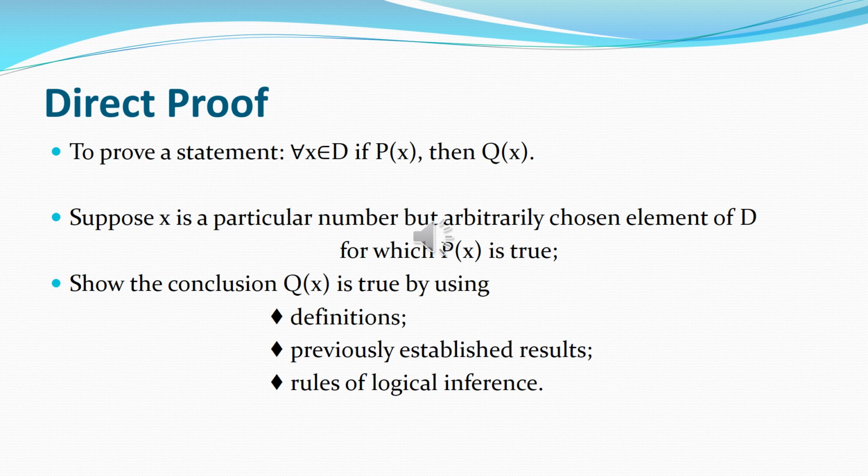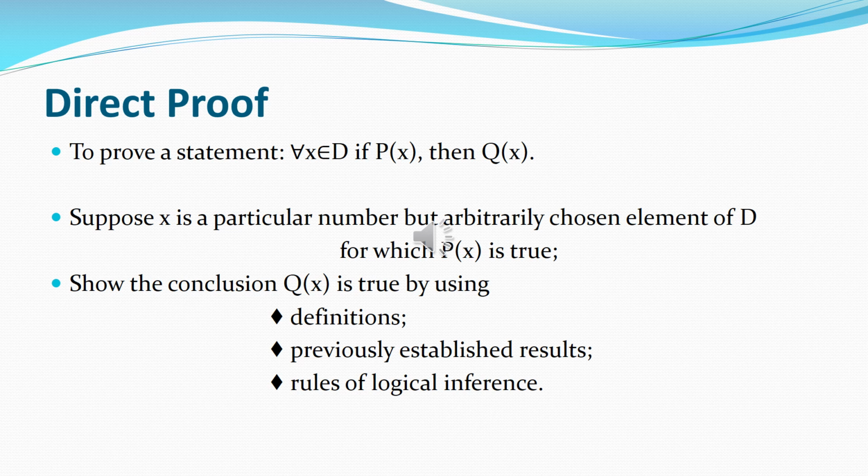Direct proof. To prove a statement for all x, where x is a member of the domain D, if P of x, then Q of x. So suppose x is a particular number which is arbitrarily chosen from a domain D for which P of x is true. Now we want to show that because P of x is true, Q of x is also true. How do we do it?